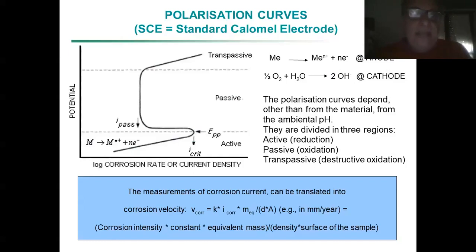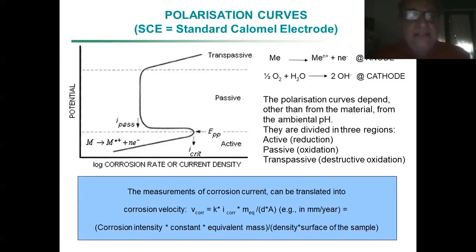Then you have a steady growth of potential with no current growth. In practice, you have this phase of passivation, which means oxidation, but doesn't necessarily mean corrosion. It would mean corrosion in the case your oxide is not thick enough. If the oxide is protective, you don't have corrosion, you have passivation.